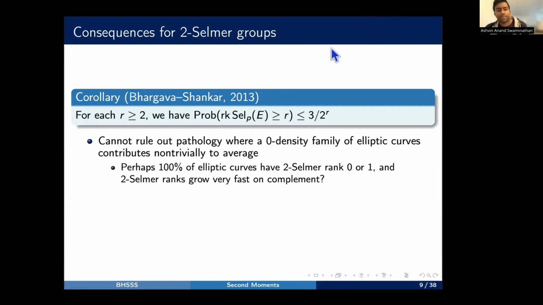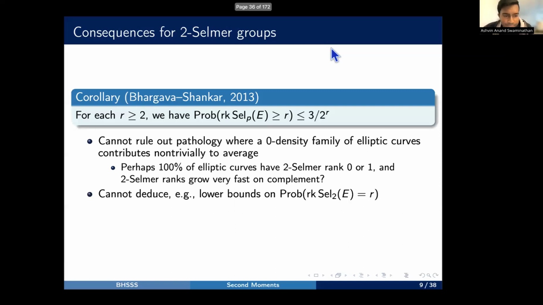So one potential situation that could happen is perhaps 100% of elliptic curves have 2 Selmer rank 0 or 1. And maybe the 2 Selmer ranks grow very fast on the complement, because if 100% of curves have rank 0 or 1, then that would mean that the contribution to the average from them is 3/2. So you need a zero density family of curves to contribute the other 3/2 to the average. So that could potentially happen.